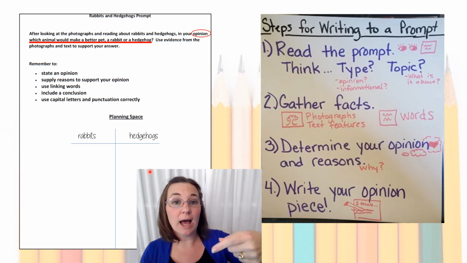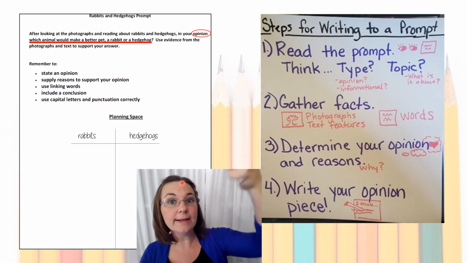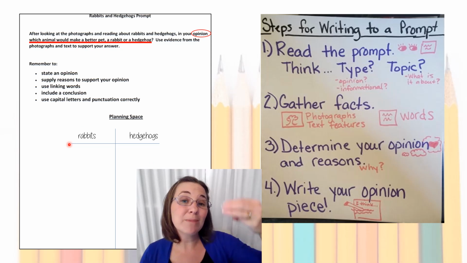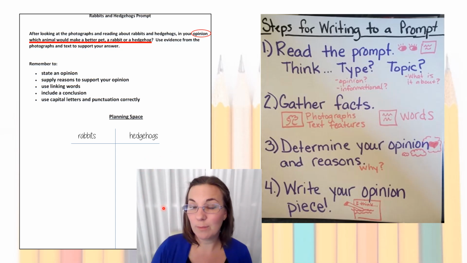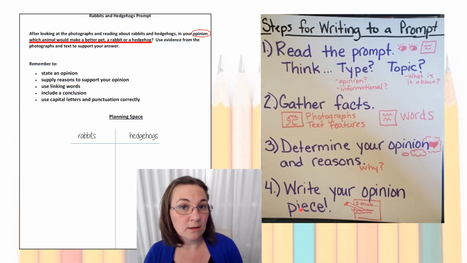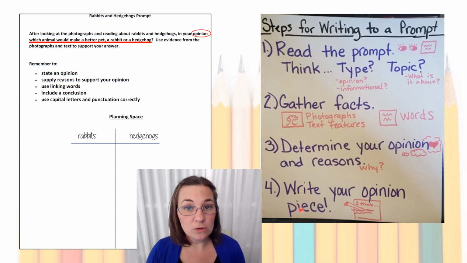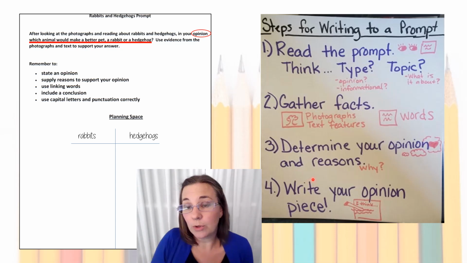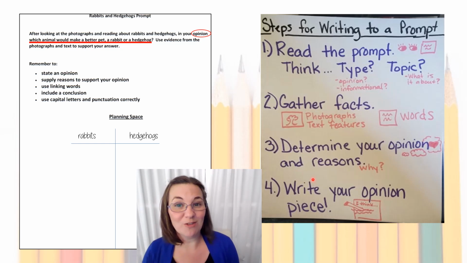We want our reasons why. Hedgehogs are cute, or hedgehogs are easy to take care of, or rabbits are adorable. We give those reasons, and then we'll support those reasons with the facts from our T-chart. And then finally, you write your opinion piece, using everything you know about opinion writing. Later on in the Nearpod, I'm going to have shots of all of the anchor charts that we've used if you need some help with your introduction or your reasons or your conclusion. You can go back and use those anchor charts to help yourself.